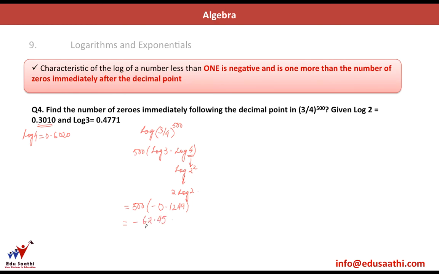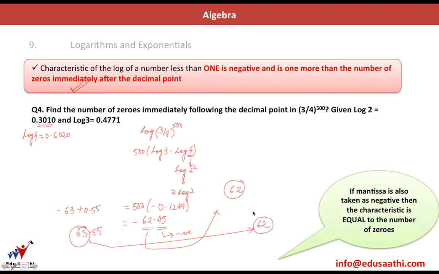So if I just take the mantissa to be negative, the characteristic would give me my answer. So my answer would come out to be 62. Other way around, if I try to apply this result, the mantissa has to be always positive. So it will be minus 63 plus 0.55, or it will be 63 bar 0.55. So what is the characteristic that you have? 63. This is 1 more. So what will be the number of zeros that you have? The number of zeros that you will have would be 62.